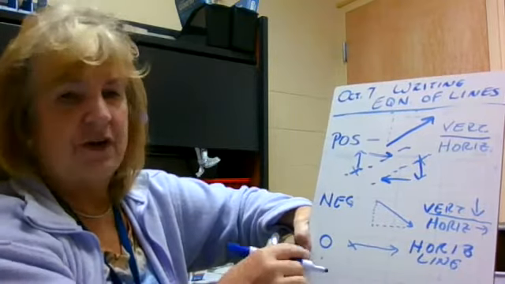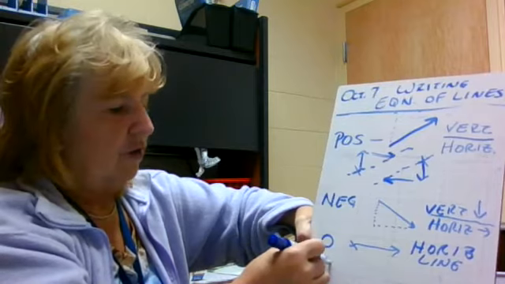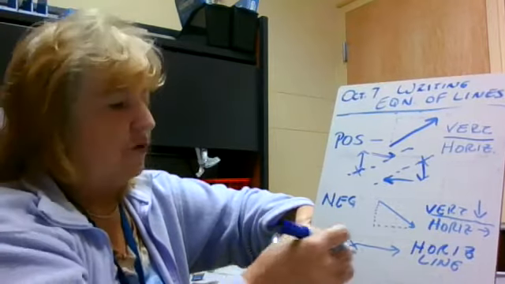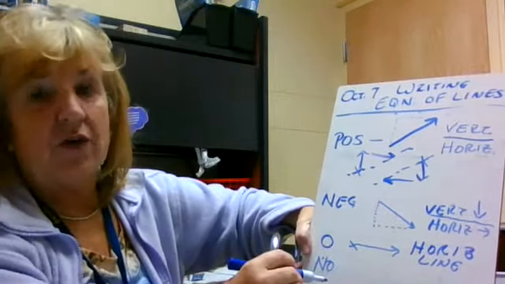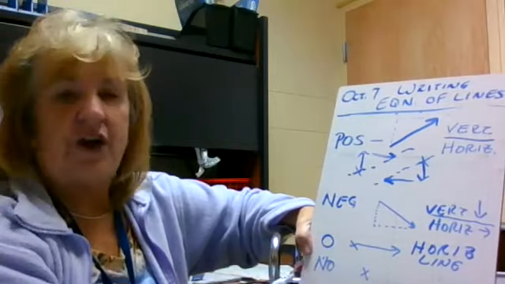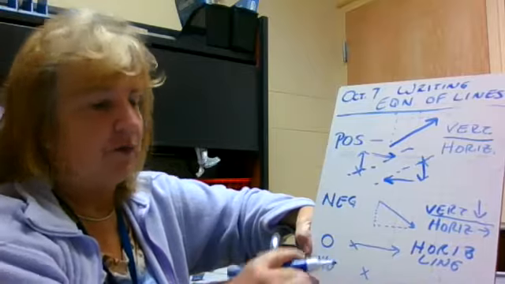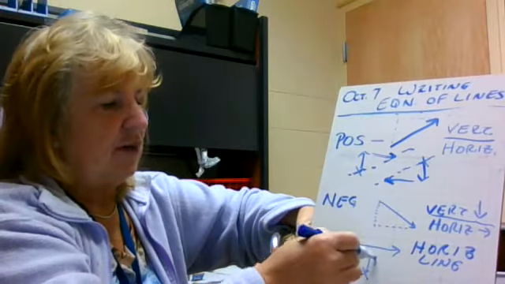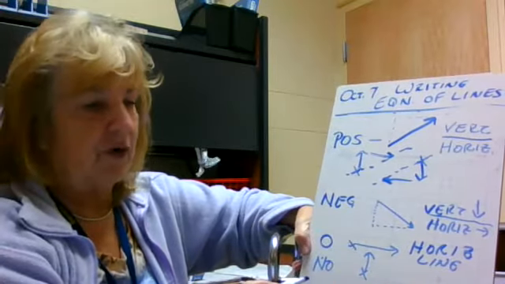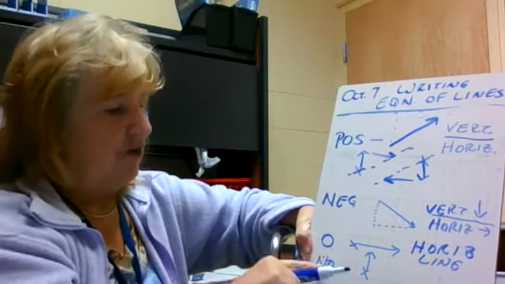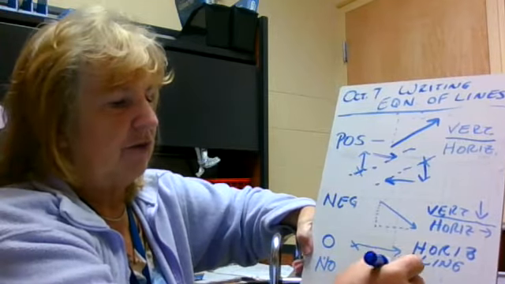And then the last one, which was a no slope, means that there wasn't any horizontal movement. So you start here, but if you don't move horizontally at all, if you don't go left or right at all, that means you're either going just straight up or just straight down. So no slopes are vertical lines.